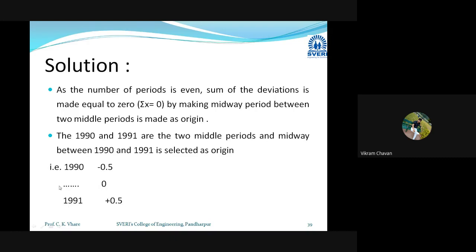Because we are taking the origin at the midway period of those 2 years, minus 0.5 will be provided previous to the origin, and plus 0.5 deviation should be provided for the next year after the origin.